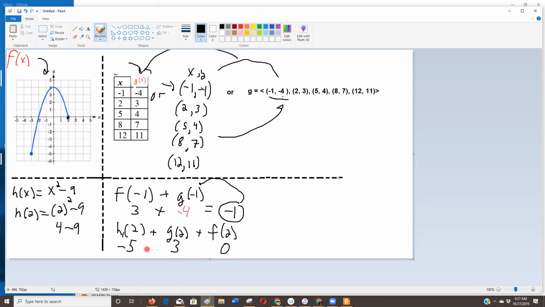Now the algebra is supposed to add all these together. So -5 plus 3 plus 0 is -2. So that's how we evaluate. Hopefully that helps you figure out how to do that quiz question.